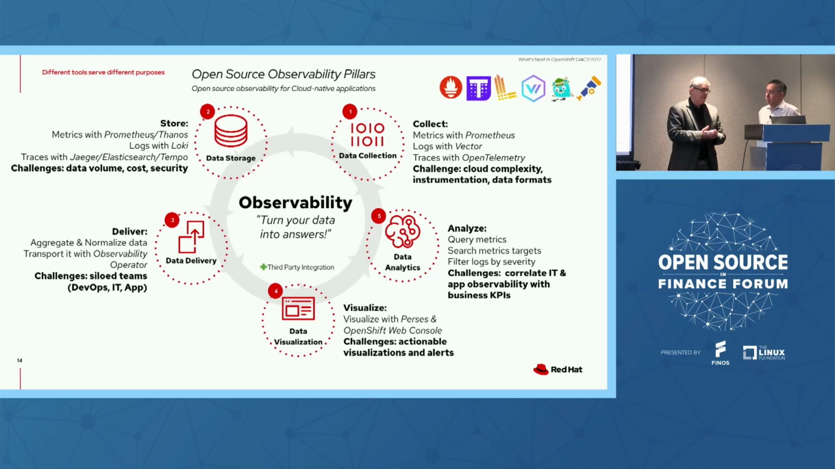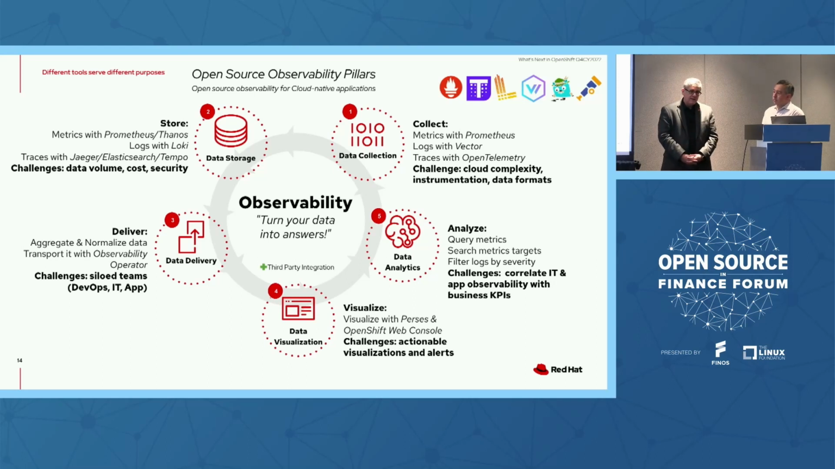And of course, you have the delivery. You have to normalize that data. You have to transform it. You have to make sure that you get that uniformity so that it can be analyzed and visualized. So you have tools, for example, for visualization that help you understand and convert all that data that you've collected into an aggregated view.